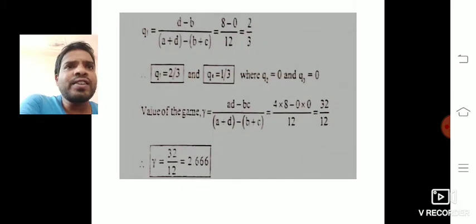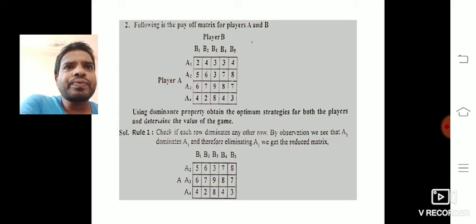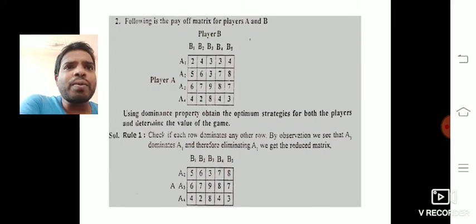This is the first problem. And now the second problem.